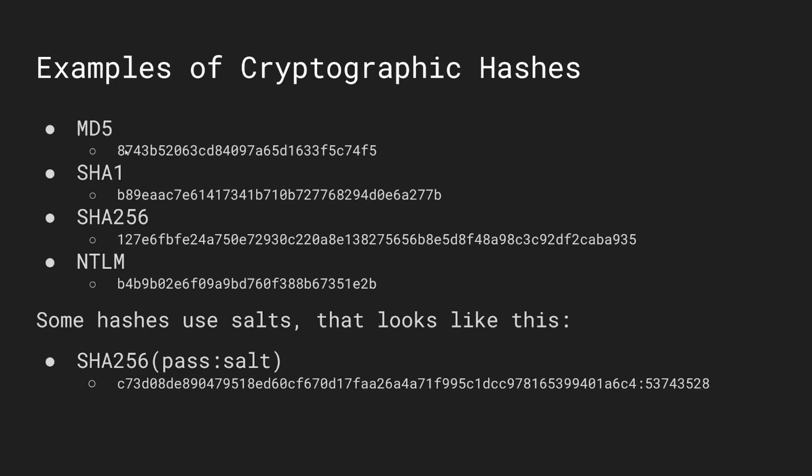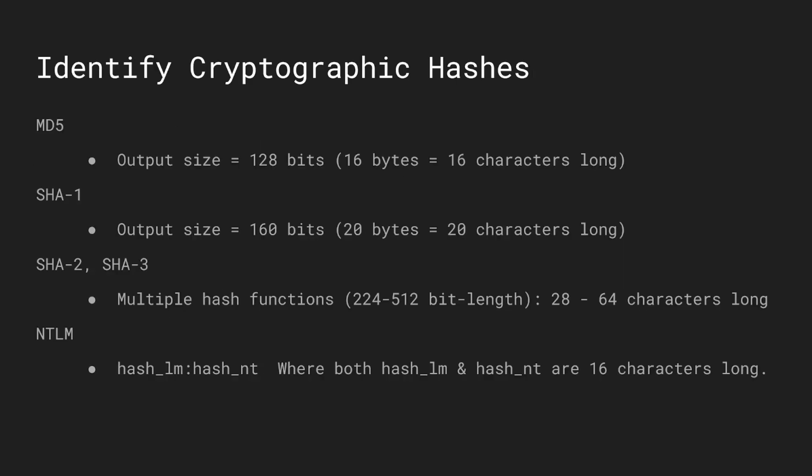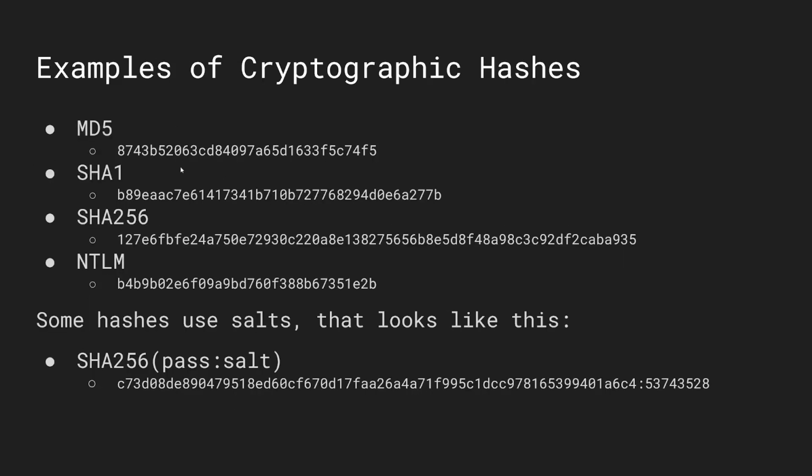So as I said, the MD5 is going to be 16 characters long. The SHA-1 is 20. SHA-256, that's part of the SHA-2 family. I'm pretty sure this is one of the longer ones. And then NTLM is going to be 32 long.